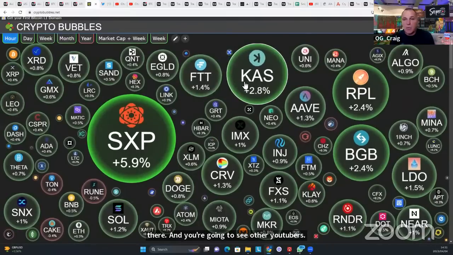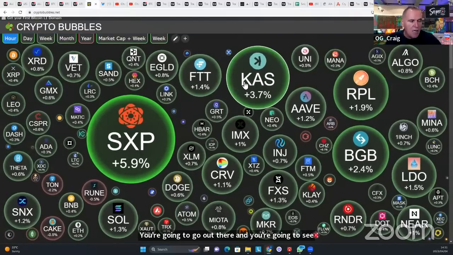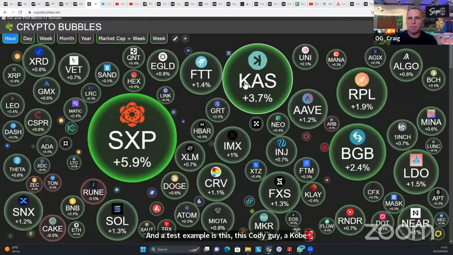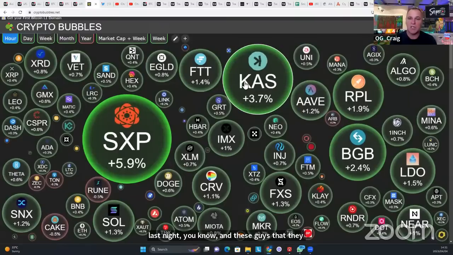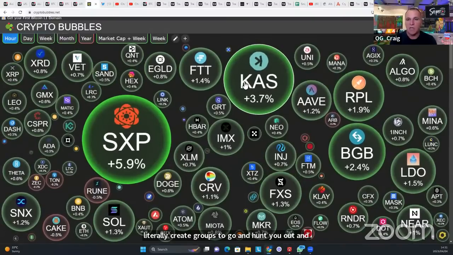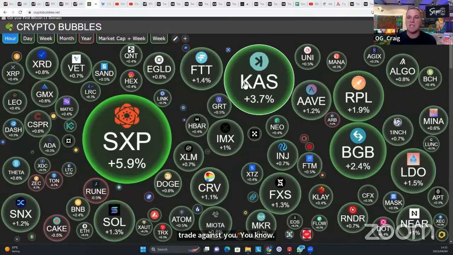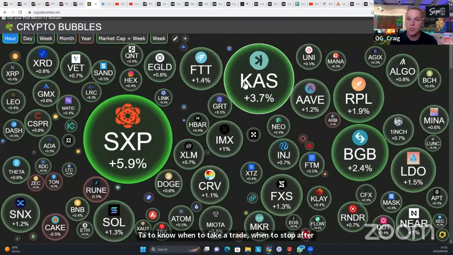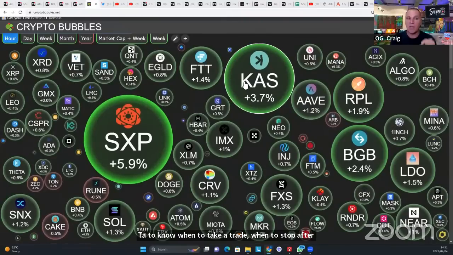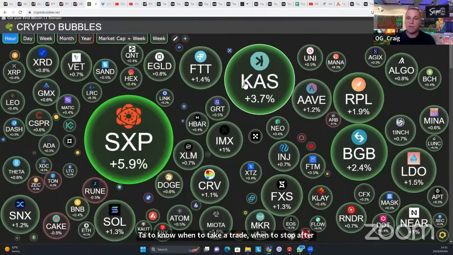And a classic example is this Kobe guy last night. And these guys, they literally create groups to go and hunt you out and trade against you, so you've got to be smart enough with your own TA to know when to take a trade, when to stop out, when not to trade, when to trade. You need to make that decision, and that's the purpose of being here. This is really for you to gain your skill.